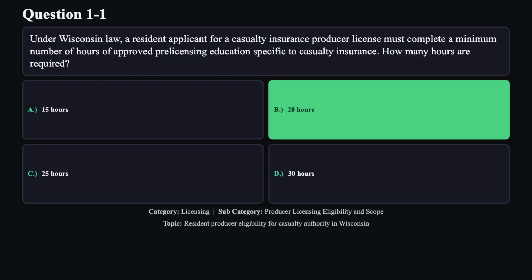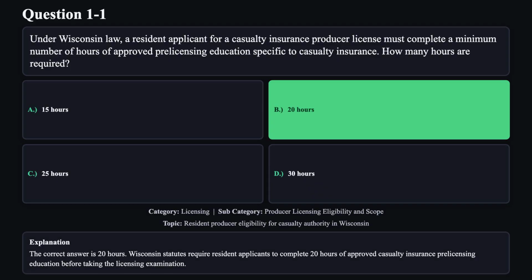The correct answer is B. The correct answer is 20 hours. Wisconsin statutes require resident applicants to complete 20 hours of approved casualty insurance prelicensing education before taking the licensing examination.